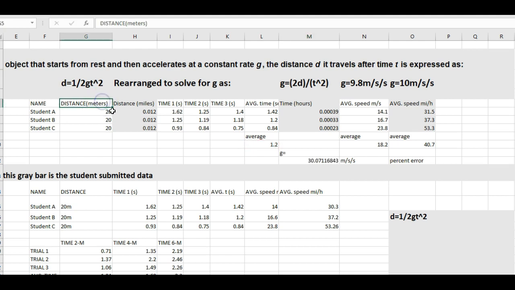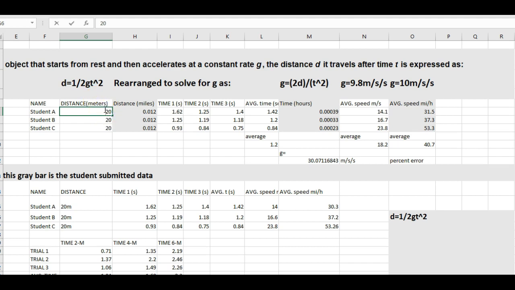I'm also thinking to myself, most people don't have meter tapes. They have measuring tapes that are in the English system. They have feet and inches. So what am I thinking? The first thought is that this is actually 20 feet and not 20 meters.